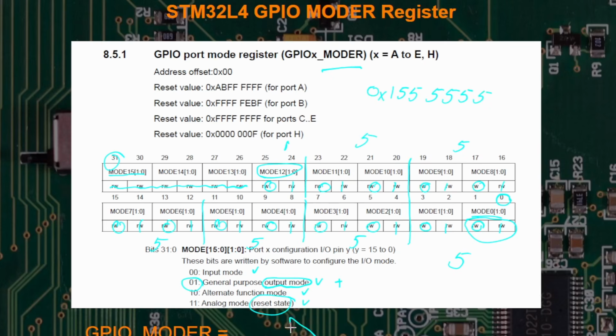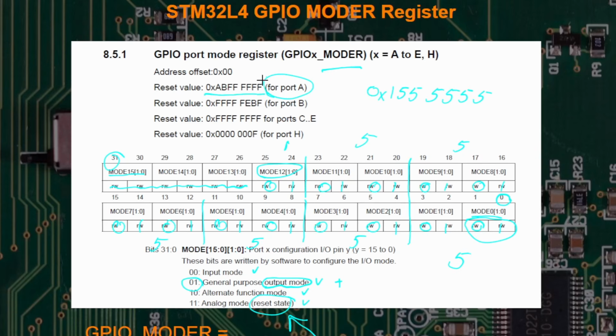Earlier, I talked about this reset state. If you don't know what reset state is: when you turn on the microcontroller, it boots up with that state. And we're turning on port A, GPIO A. For that, the reset state is this number, ABFF FF.